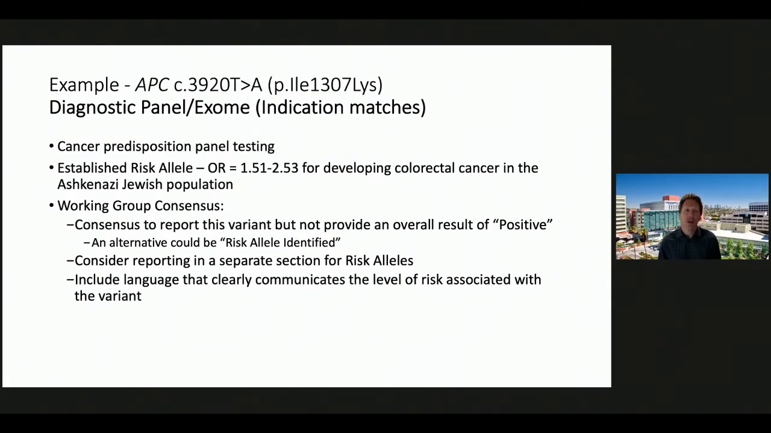So here's an example of one of the variants that was considered, probably in that most important scenario for most people. You're doing your panel and you find a risk allele. Should we report the risk allele, and how should we report it? So this is an APC variant that leads to elevated risk for colorectal cancer in the Ashkenazi Jewish population. So it's pretty well established. It's now listed in the NCCN guidelines.